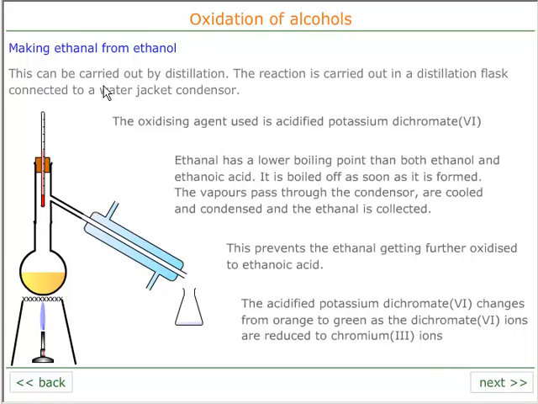There we go. In order to make ethanal from ethanol, we perform the reaction in our round bottom flask here, for example, connected to a jacket condenser full of cold water coming in here, water coming out here, so that as the ethanal is formed, it rises up, goes past the thermometer, and recondenses in the jacket condenser and drips into our conical flask or whichever vessel we have receiving it. This is possible because ethanal has a much lower boiling point than both ethanol and, if it is further oxidized, ethanoic acid.